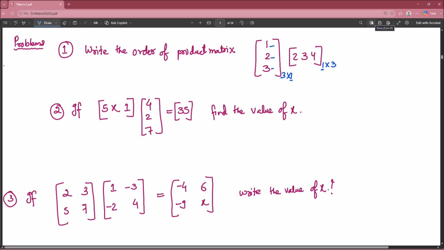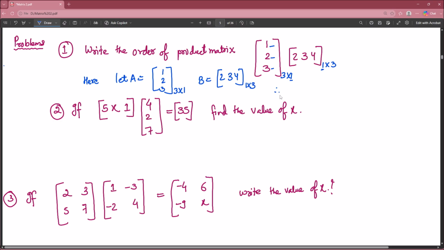So here we are asked to write the order of the product matrix. Let A be equal to 1 2 3. It is a matrix of order 3 into 1, and B is equal to 2 3 4. It is a matrix of order 1 into 3.